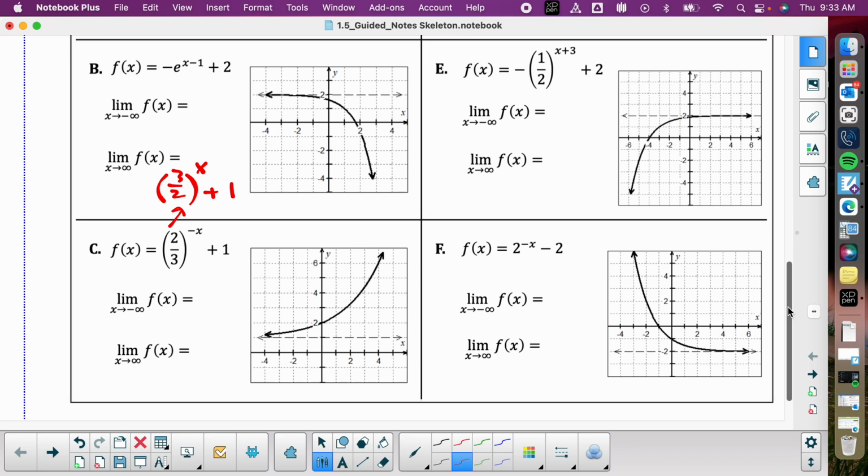Demetrius, should we make you answer this one or not? So what would this be equivalent to? 1/2. Excellent, that was a good catch. Okay. This is equivalent to 1 over 2 to the positive x minus 2.